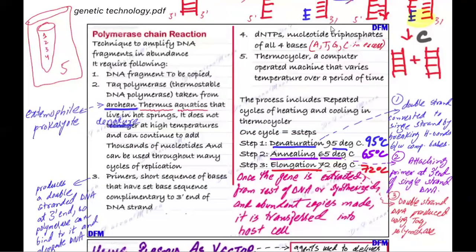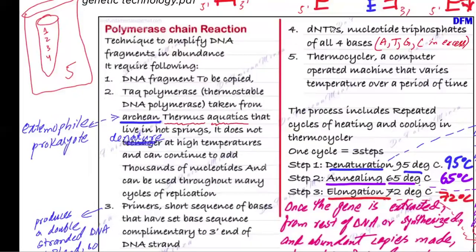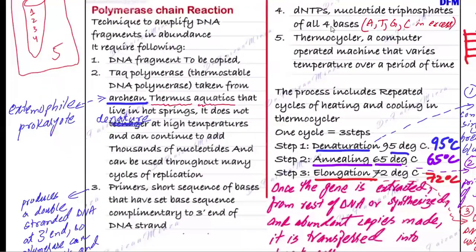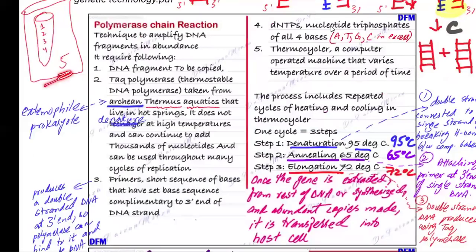What do you do in the PCR? This is the technique used to amplify the DNA. We use a polymerase chain reaction. How is the polymerase chain reaction done? We have a thermocycler. This thing is the thermocycler here. There are five things that you will need for a PCR to run successfully.